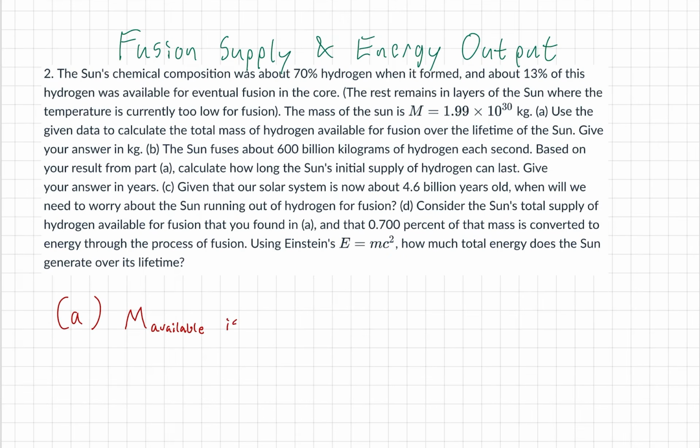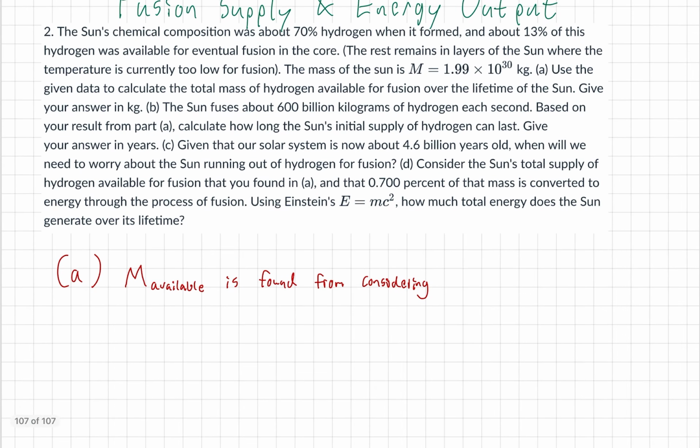So M available is found, I don't want to give it away exactly, right? By considering the two ratios, because you're going to take 70% of the total mass and then take 13% of that, okay? It still will be a very large mass, but it's not going to be most of the sun, okay? So that's going to be it for part A.